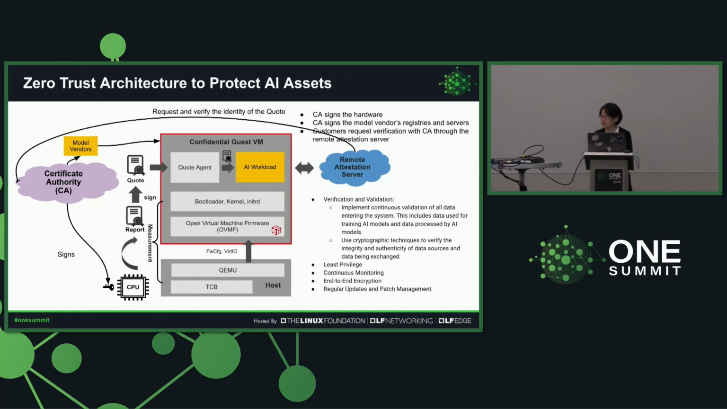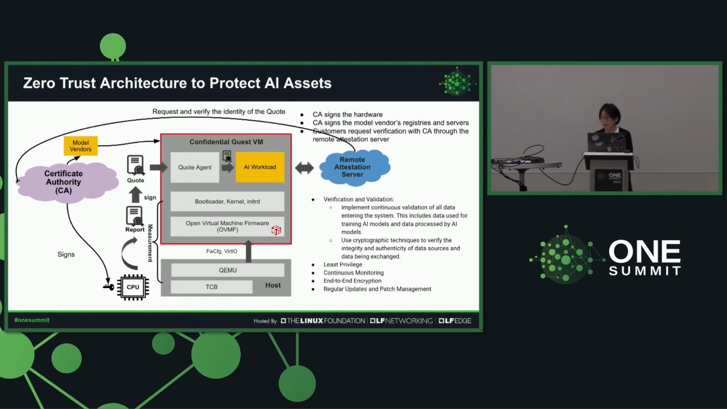So we propose a zero-trust architecture to protect the AI assets. Firstly, at a very high level, we have a certificate authority, as we all know. The certificate authority will certify the model vendors, and at the same time, it will certify the hardware, which are the CPUs, and the firmware alongside the CPU. And the remote attestation server, which the customer will have access to, will request verification from the certificate authority to say, okay, the model vendors and the CPU hardware, the CSPs, are trusted parties.